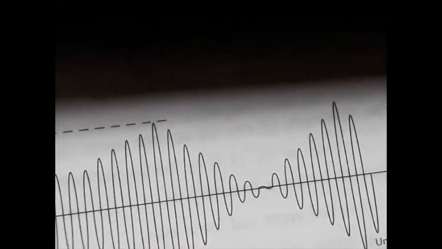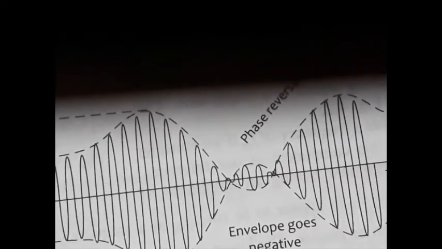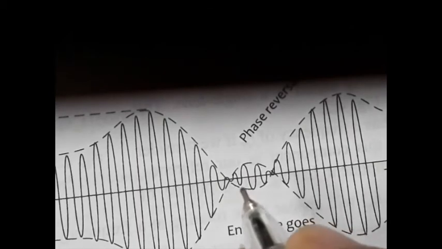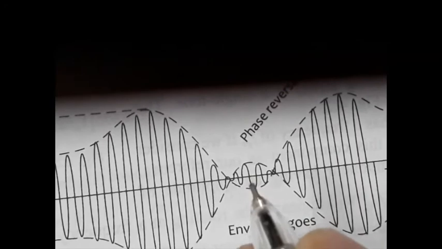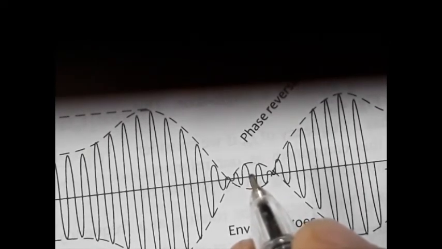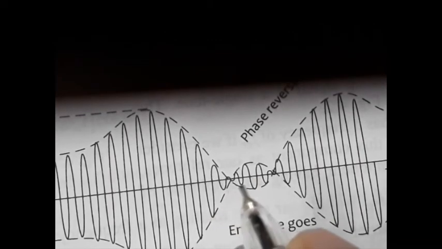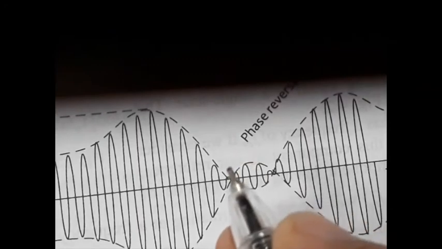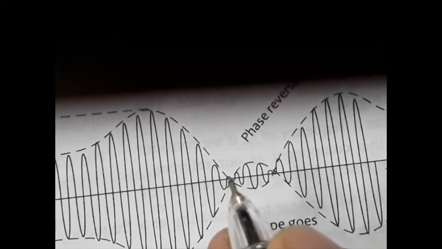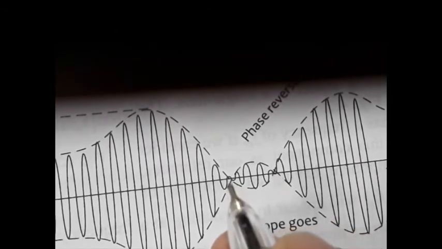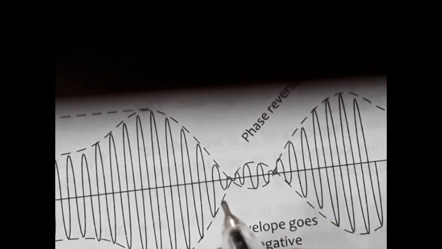What will happen if we increase the modulation index further? This narrow portion, which was for mu A equal to 1, will go towards the negative side, and the lower portion will go to the positive side. So there will be a crossover, and because of this crossover, these are two crossover points, and at these two crossover points there will be a phase reversal.